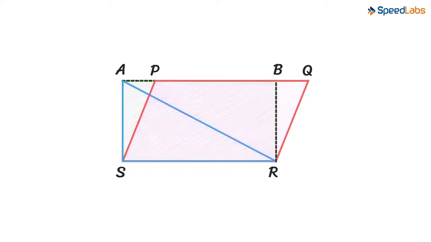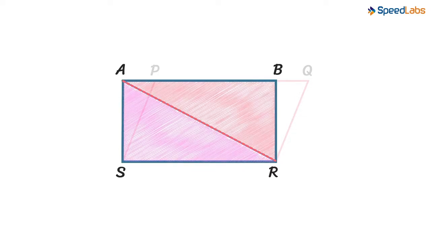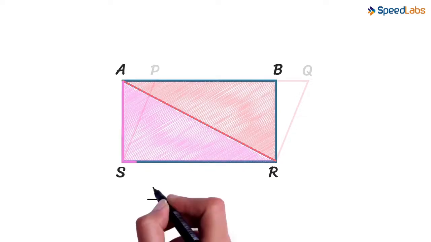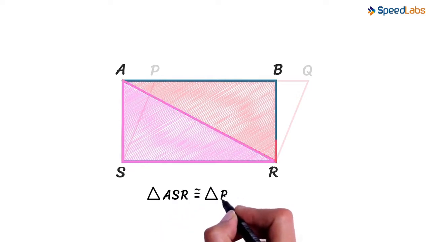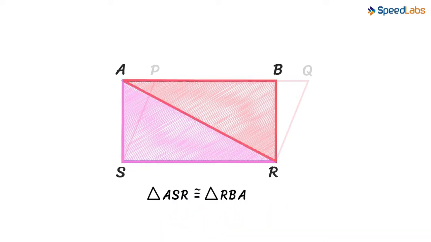Look at the parallelogram ABRS carefully. Can we say that AR is the diagonal of the parallelogram? Yes, we surely can. And we know the property of the diagonal of the parallelogram, right? Yes, it divides the parallelogram into two congruent triangles. Hence, triangle ASR and triangle RBA are congruent.